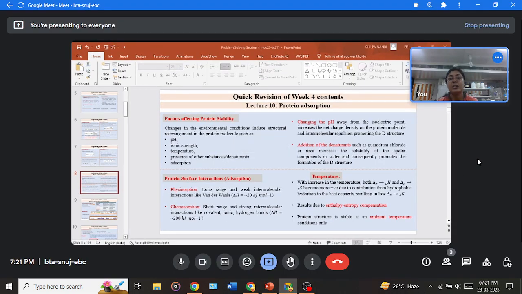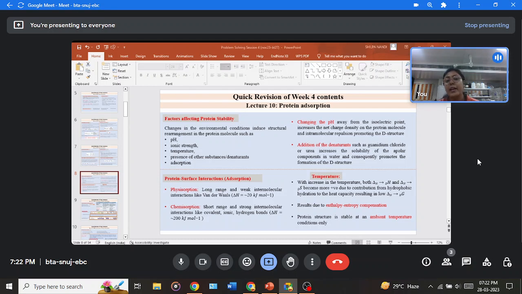Next in the lecture, it was discussed about the factors affecting protein stability. So various factors such as pH, ionic strength, temperature, adsorption properties, and presence of any other substances like denaturants are the various factors that affect protein stability. So in case there is a change in pH away from the isoelectric point, it increases the net charge density on the protein molecule and intramolecular repulsion, promoting the D structure, and vice versa.